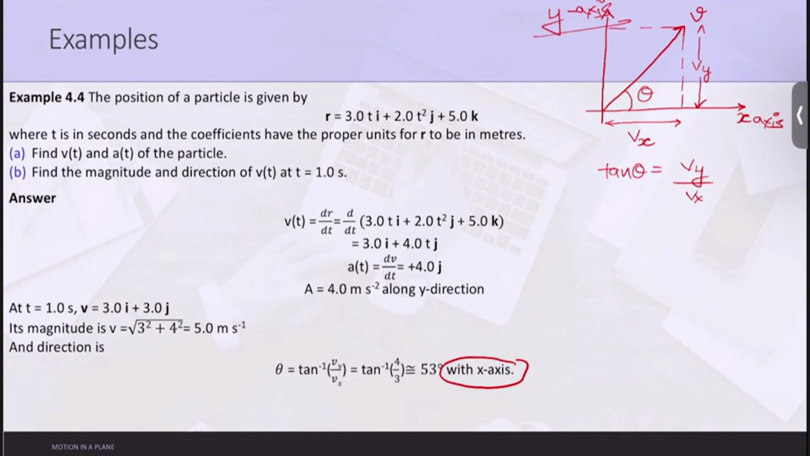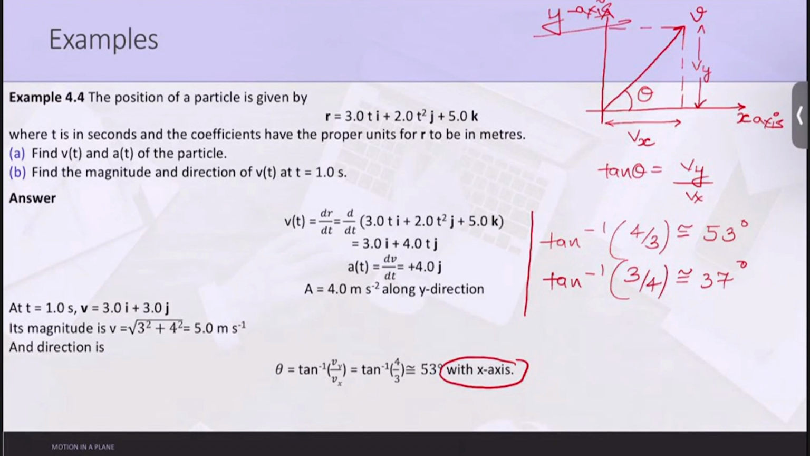You can remember this also, because these values will come very handy in future classes. Tan inverse 4 by 3 is approximately 53 degrees, and similarly tan inverse 3 by 4 is approximately 37 degrees. So keep remembering this so that it will be easy when these tan inverse or angles come up in subsequent classes. Right, so that is the example for the motion in a plane.